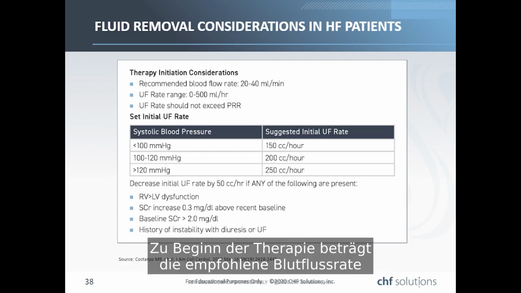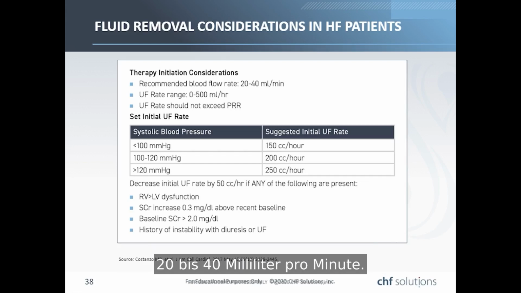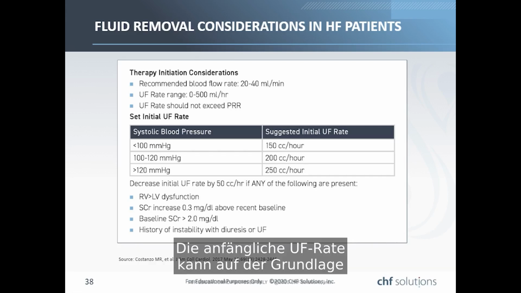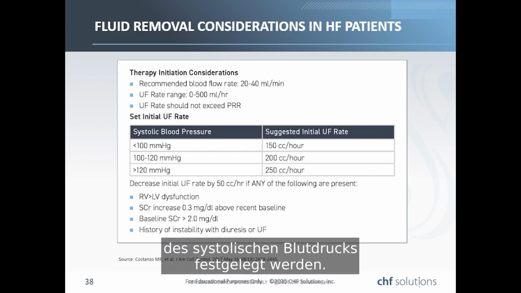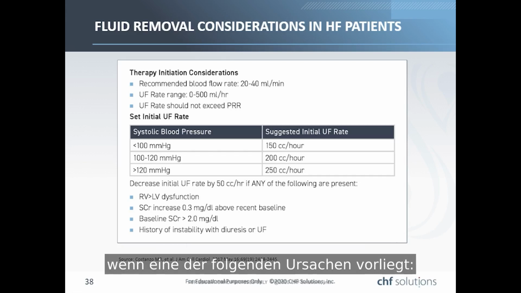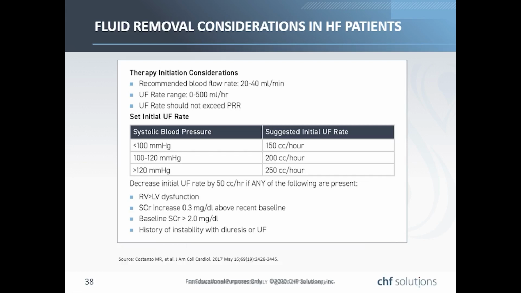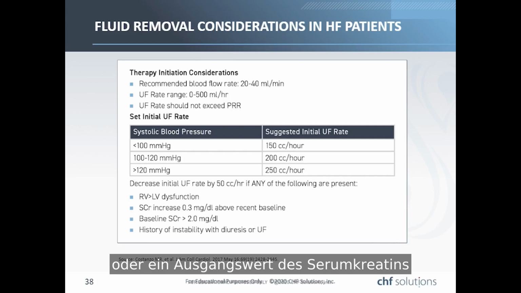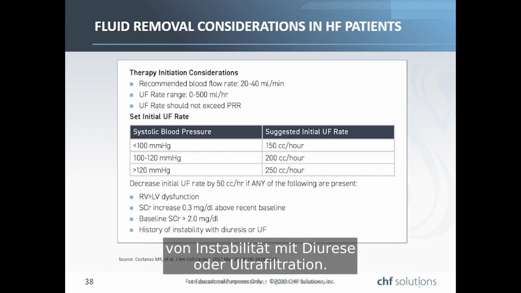At therapy initiation, the recommended blood flow rate is 20 to 40 milliliters per minute. The ultrafiltrate rate has a range of 0 to 500 milliliters per hour and should not exceed the plasma refill rate. The initial UF rate may be set based on systolic blood pressure, as seen in the table here. That rate can be decreased by 50 cc's per hour if any of the following are present: RV dysfunction greater than LV dysfunction, serum creatinine increase of 0.3 above baseline, or a baseline serum creatinine above 2.0, or a history of instability with diuresis or ultrafiltration.